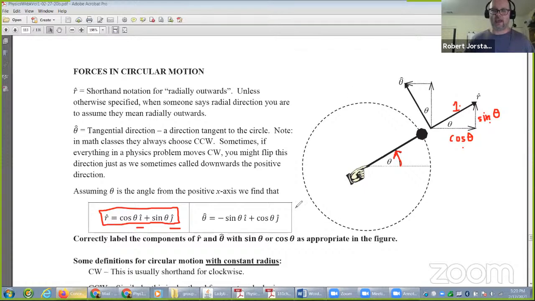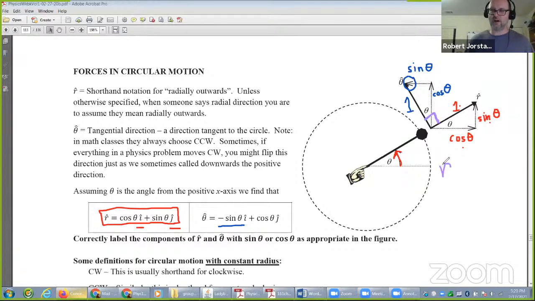What about theta hat? Notice it goes to the left. So we get a negative sine theta here. This is the minus sign, sine theta to the left, and then cosine theta up. Notice sine squared plus cosine squared equals 1. Take the square root, you get 1. Also, maybe you could see this: there's a right angle here between these two.